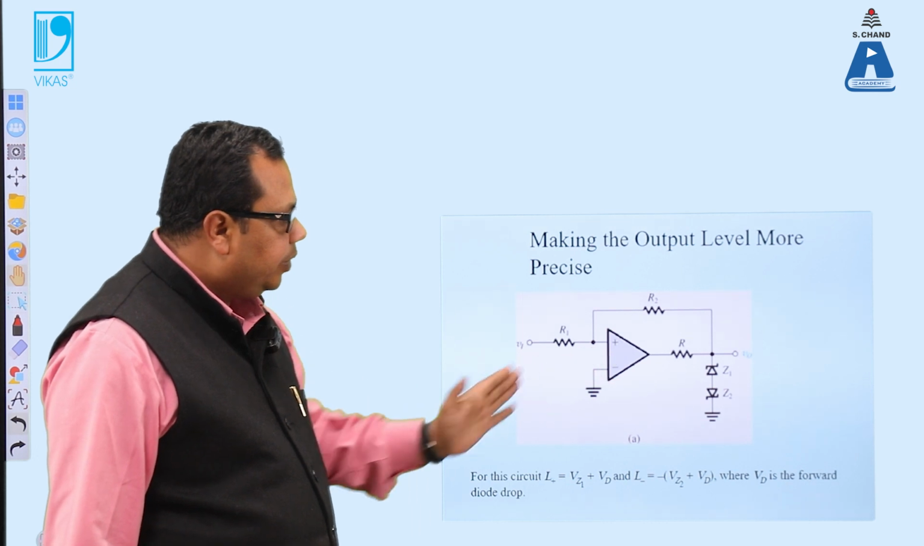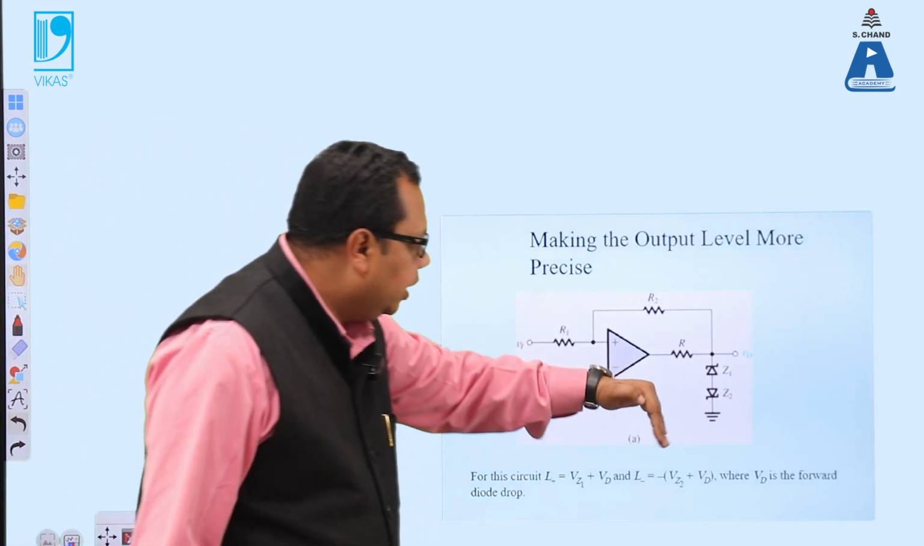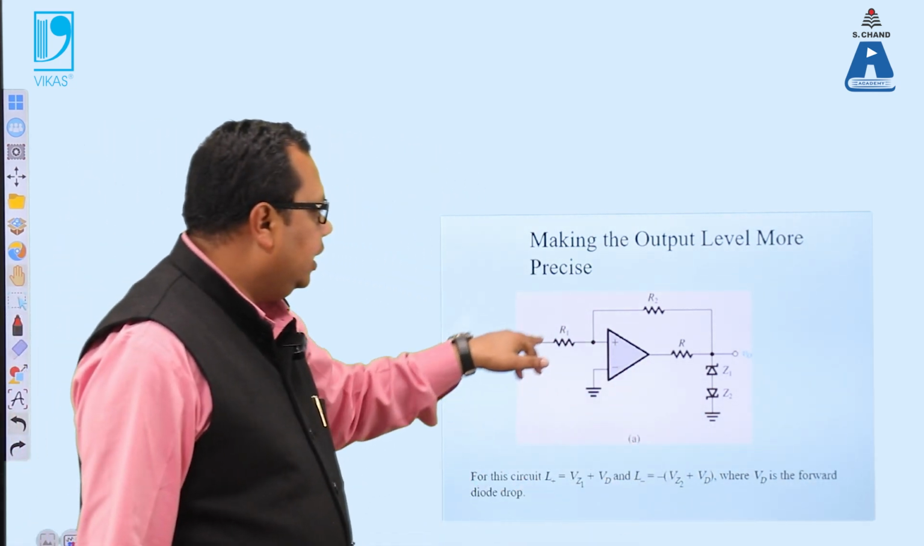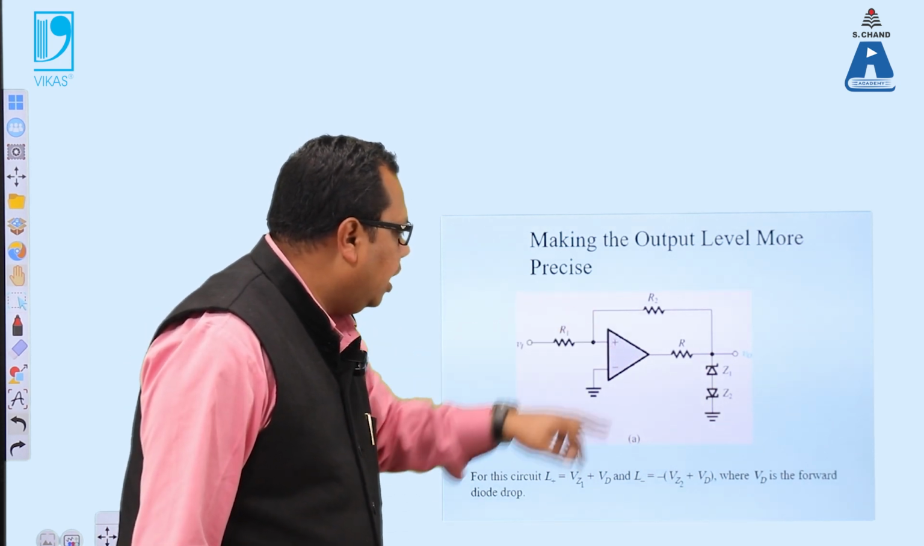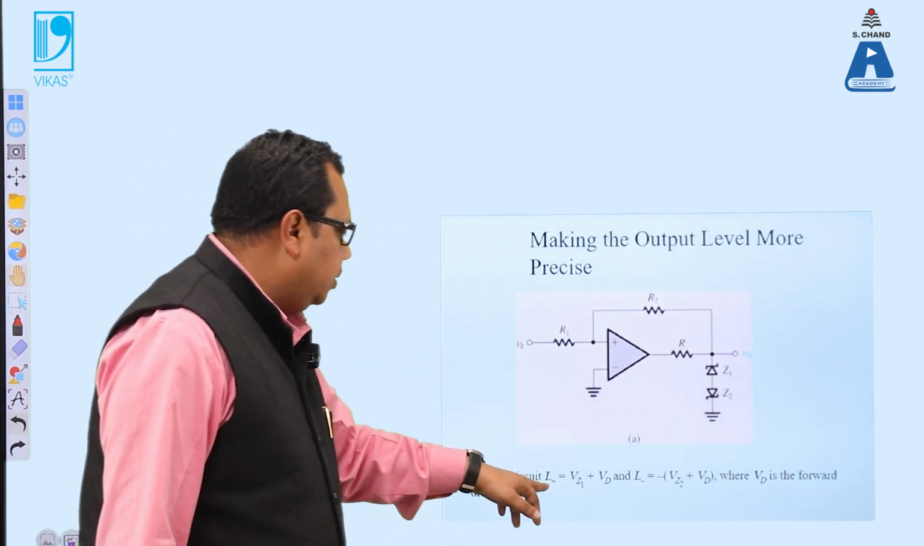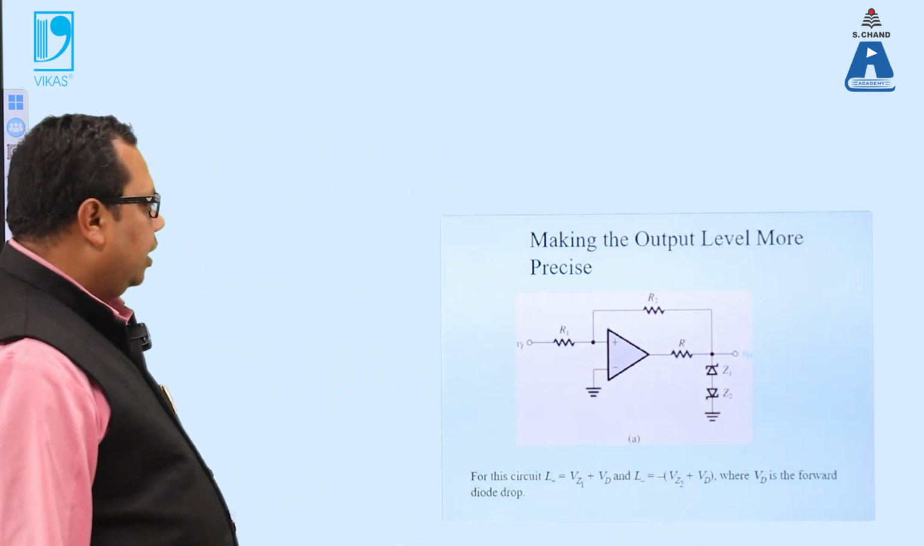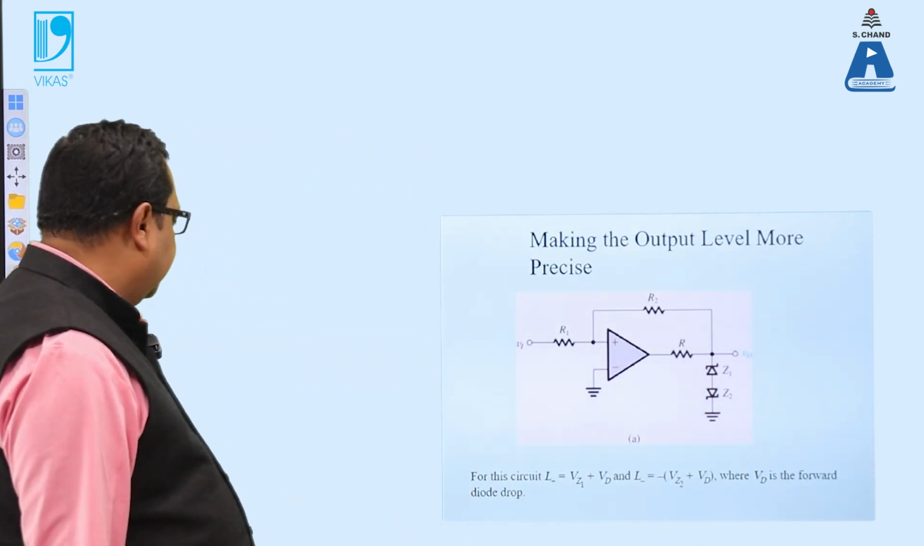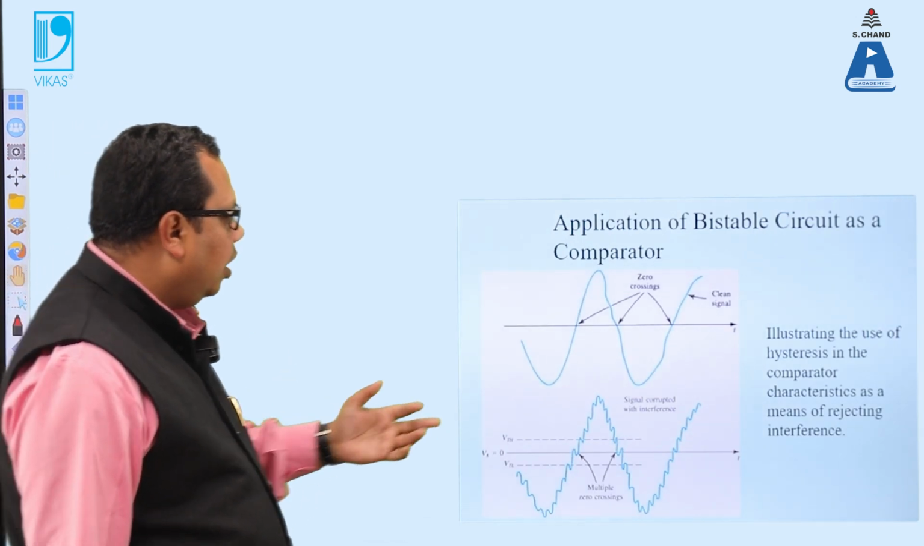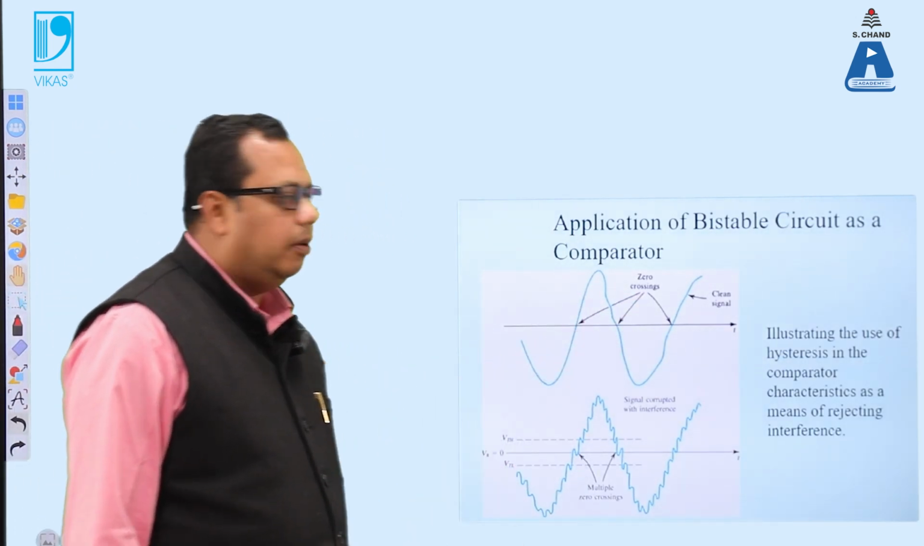So general diode 1 in a different biasing mode, general diode 2 in a different grounded mode, and then R1 and R2. So we are calculating the positive saturation, and here we are calculating the negative saturation. So we are calculating the positive saturation and negative saturation in this. Coming to how this circuit can be used as a comparator.